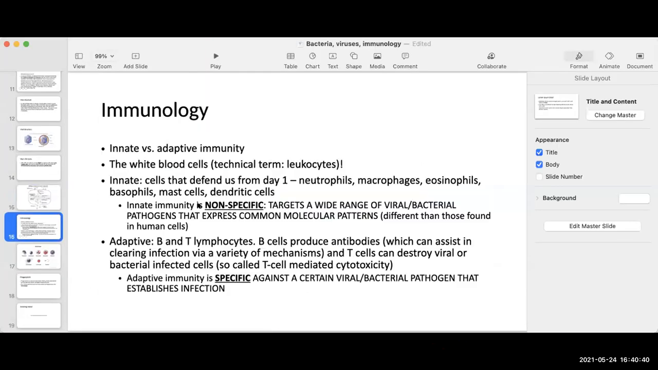That slide's also on Canvas. But yeah, let's finish up. We've got immunology left. This is basically the area of how we fight these bastards. Excuse my language. But how are we going to defend ourselves against these really deadly, awful pathogens? It's called the immune system. It's called our white blood cells.